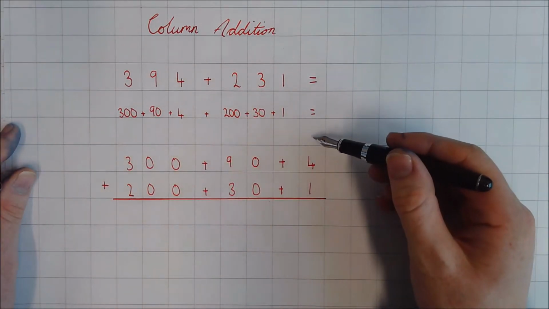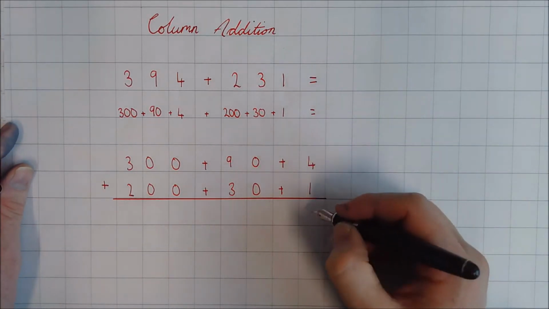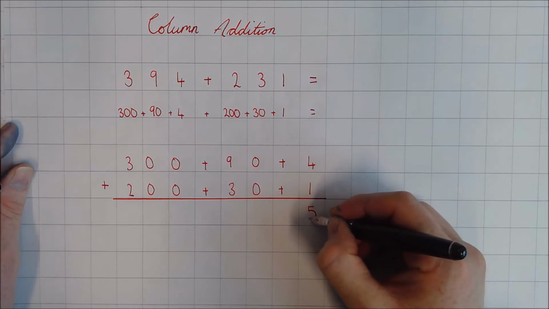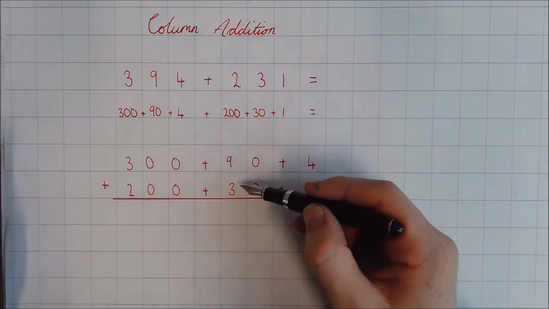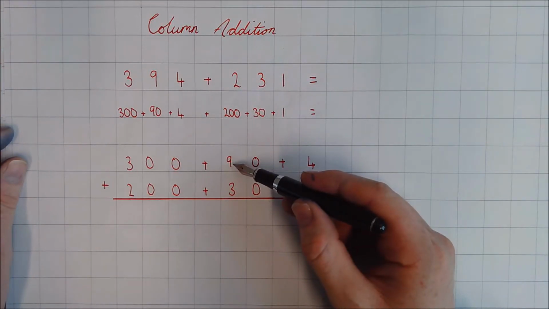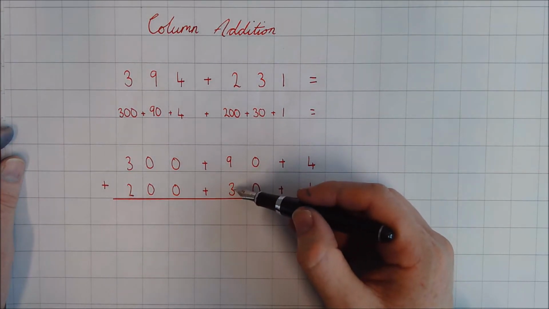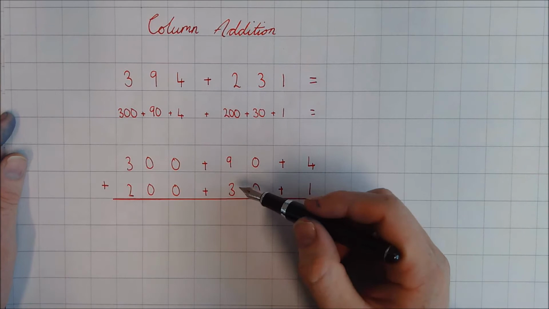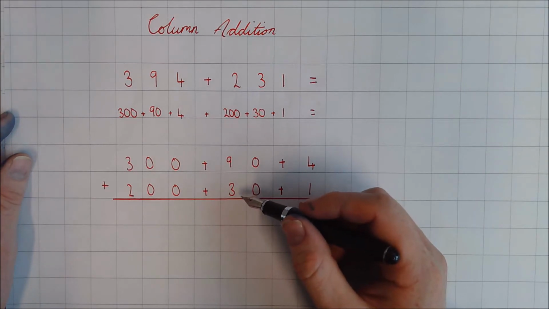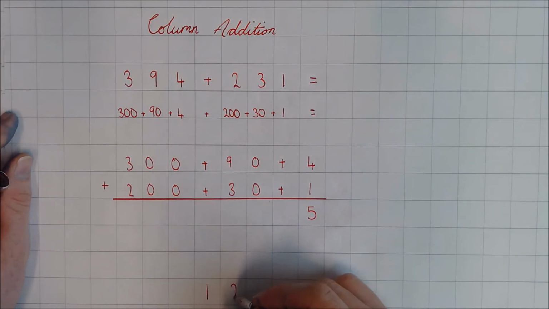In this case, which column's this? That's right, it's our ones column. So 4 add 1 is 5. Then we've got 90 and 30. Another way of thinking of 90 and 30 is 9 tens add 3 tens. So 9 tens and 3 tens make 12 tens. Now, you know from your place value that we can't get 12 tens into the tens column because 12 tens is 120.